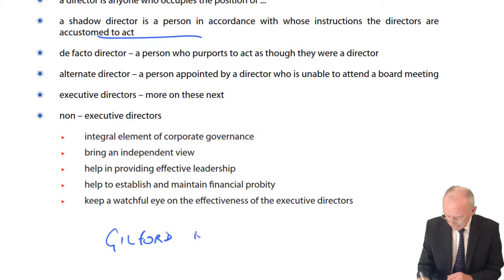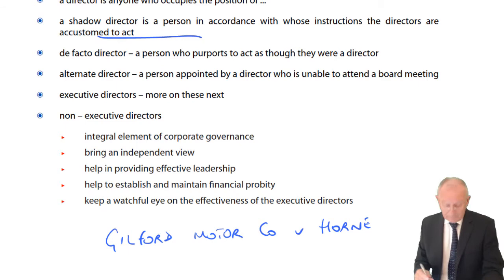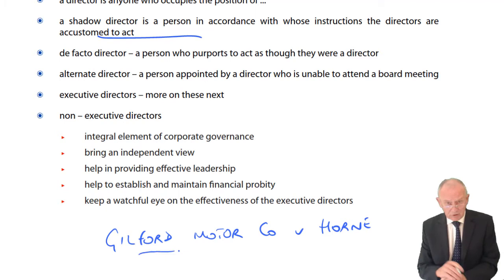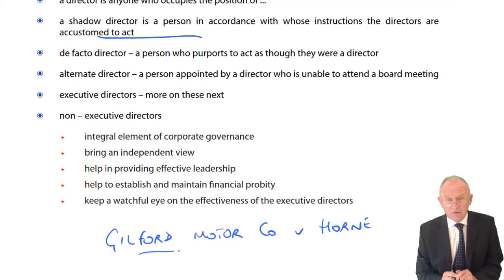A shadow director, therefore, is illustrated by a case called Guildford Motor Company and Horn. And again, the name of the case is not important. I'm using this simply to illustrate what is a shadow director. Mr. Horn was the chief executive of the Guildford Motor Company, and he left. But within his contract of employment, it said, should you ever leave our employment, you will not for a period of 2 years establish yourself in competition against us.